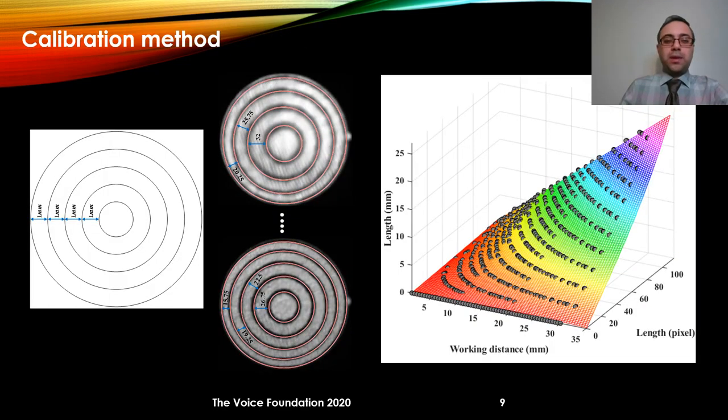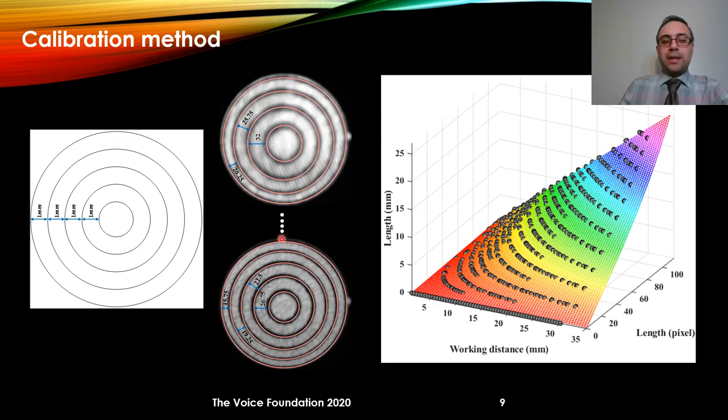The proposed calibration approach is based on circular grids. So we created a set of circles that had the same center, and the distance between consecutive circles was a fixed number, let's say 1 millimeter. We recorded this grid from multiple working distances, and then we segmented all of those circles in the image.